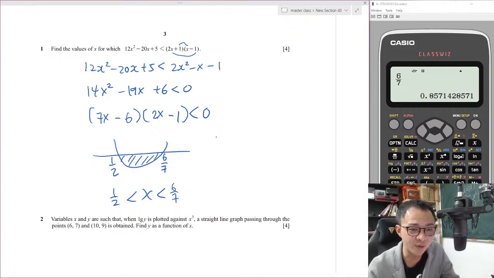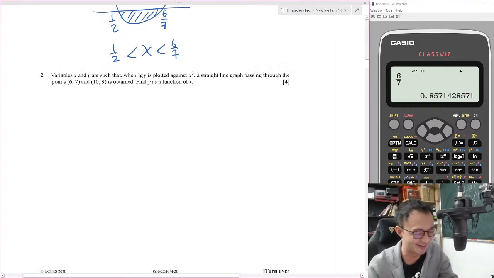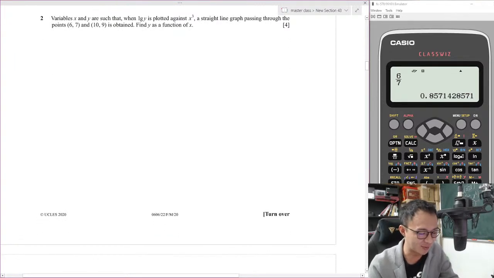Isn't it 12x squared minus 2x, or is it minus 20x? I see minus 20x. Alright, is my answer correct? If my answer is wrong, just let me know. Sometimes I do make careless mistakes. Then I'll move on to the next one.